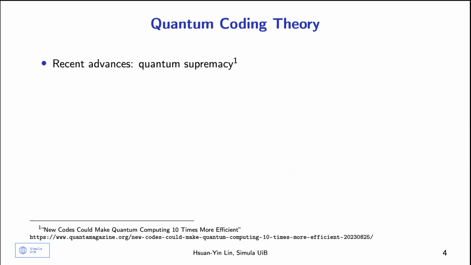Just talk about very generally how quantum coding theory is actually used this year or last year. Of course, you all know the keyword supremacy, but recently some researchers, you can see in this magazine, showed that if you design a very good quantum code, which is a stabilizer code, which I will talk about in this talk, you can actually make it 10 times more efficient than what they currently have. So coding actually helps a lot in building efficient quantum computing.